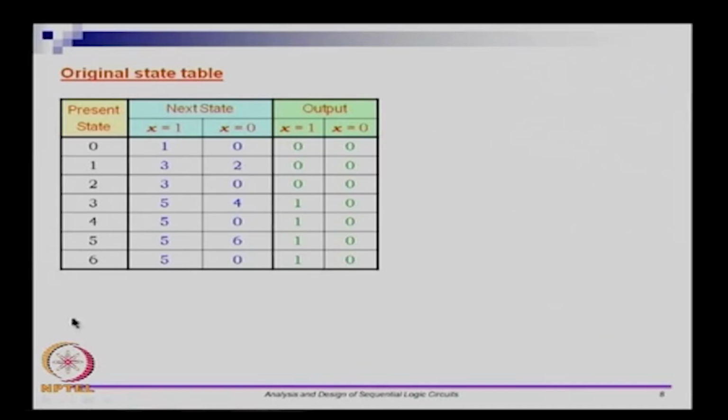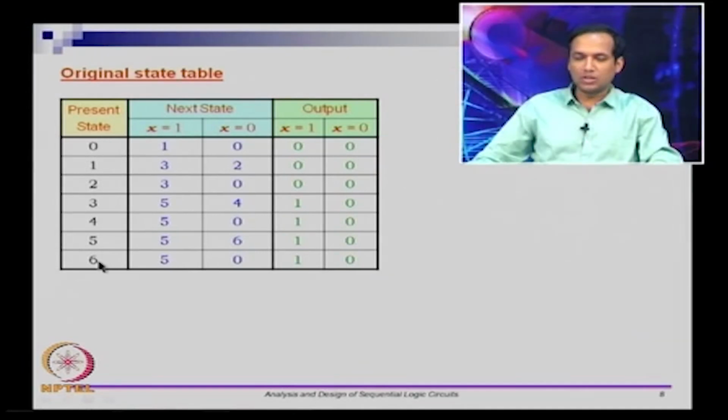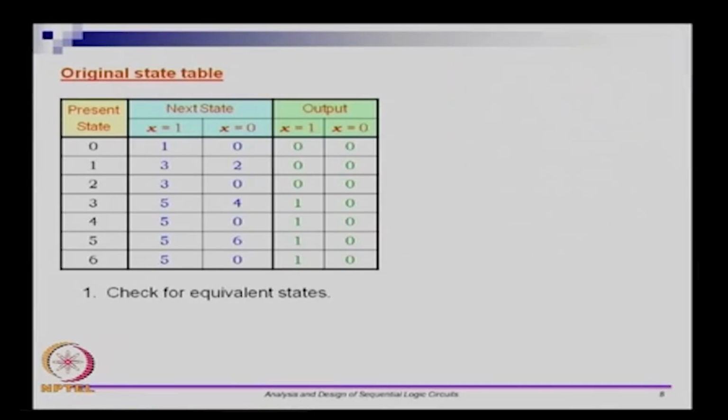Let us say this is the original state table. The present state is marked as 0, 1, 2, 3, 4 up to 6. On x equal to 1, this vector here tells you which state we are going to. On x equal to 0, this vector here tells which states you are going to, and these are the corresponding outputs. If you are given this original state table, I want to see if there are equivalent states.